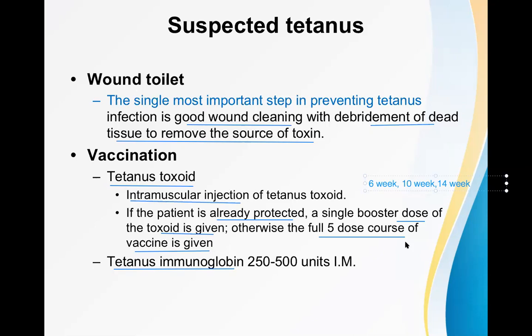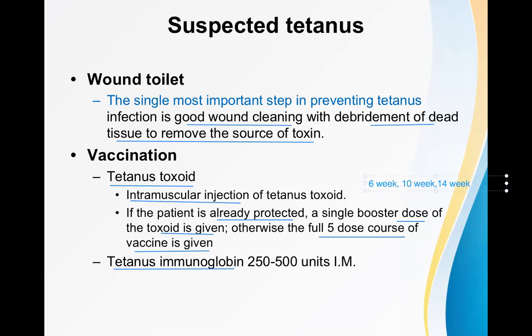Now some booster doses are also necessary, and that is usually given when the baby reaches 18 months of age, and another dose is given when the baby is going to school at 5 to 6 years. So there are 5 doses of tetanus toxoid which are necessary for any person. That's why the full 5-dose course is mentioned there.